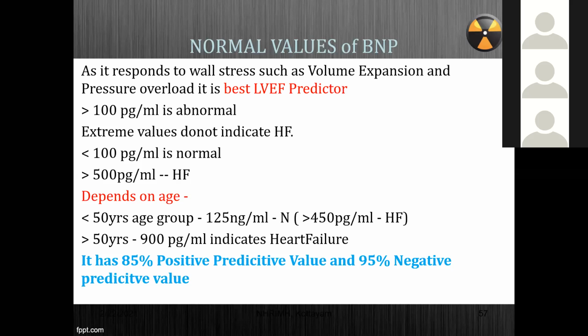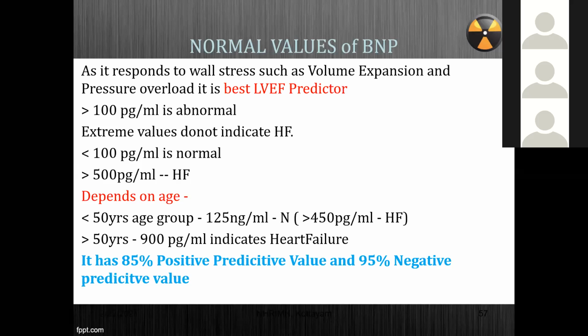Of course, ejection fraction is by the left ventricle only, so it is the best left ventricular ejection fraction predictor. If it is above 100 pg per ml, BNP is abnormal. Lesser than 100 pg is normal, whereas greater than 500 is absolutely abnormal, like heart failure.